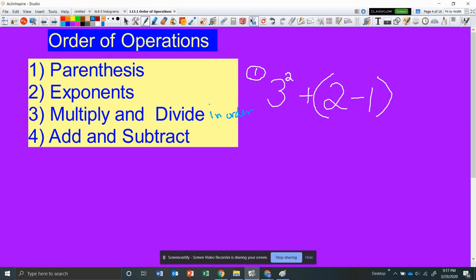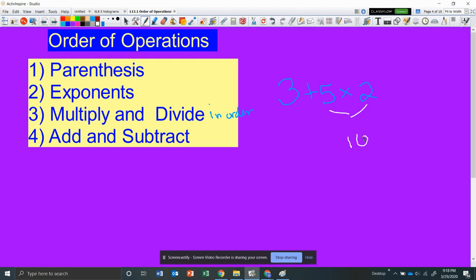So if I'm looking at, let me erase this and we'll try another problem. I think I can grab a bigger eraser next time. Okay. If I'm looking at multiplication and division, let's say I have 3 plus 5 times 2. Well, in this problem, because multiplication comes first, I'm going to do that part first, and I get 10. And then if I add the 3 on, I would get 13 as my answer.